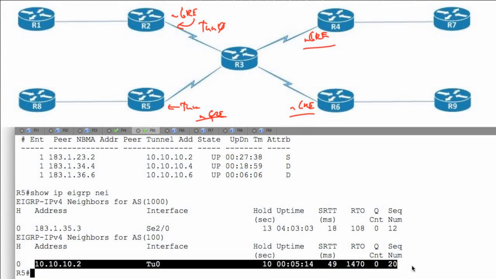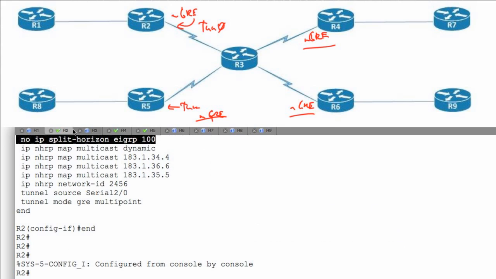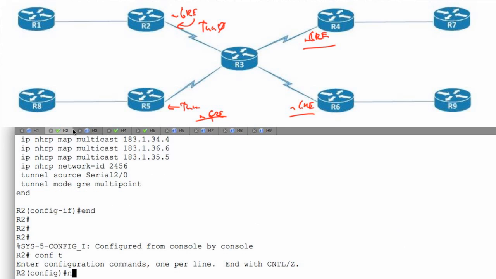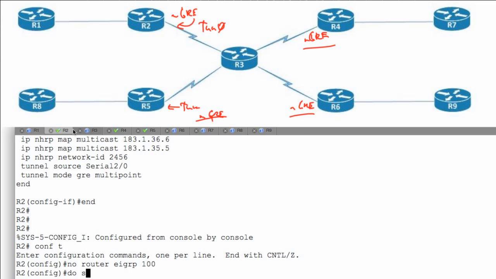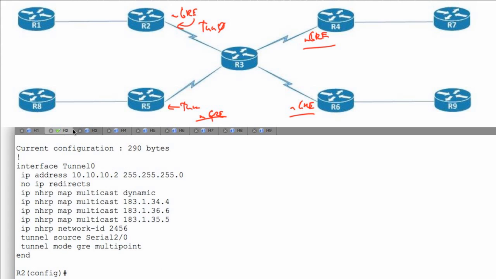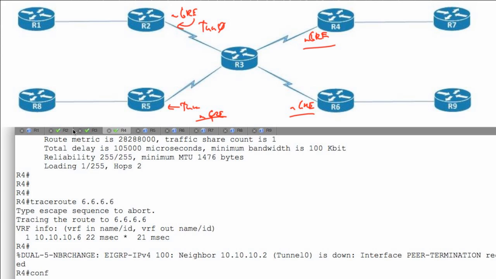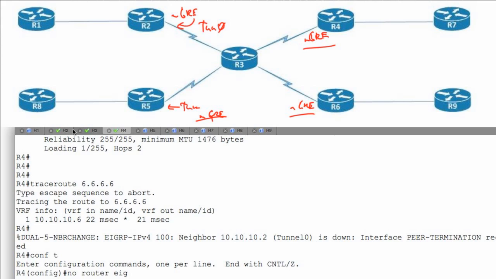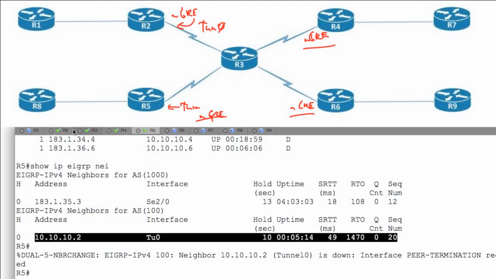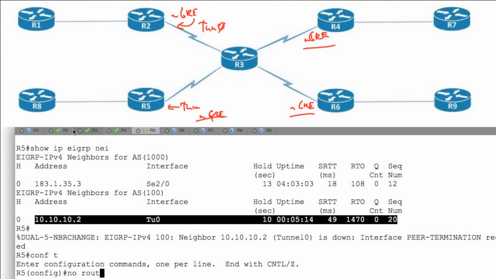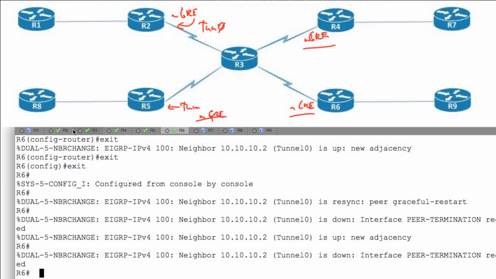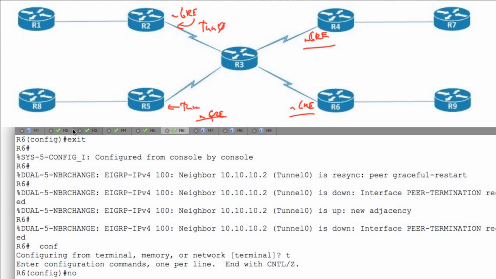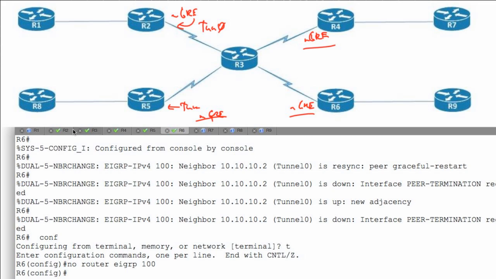So what I'll do is I'll do that real quick here. I'll just cut over to R2 and say config T, no router EIGRP 100. Do show run interface tunnel 0. I just want to make sure that we don't have any configs in here that are going to plague us. So config T, no router EIGRP 100. Config T, no router EIGRP 100. And lastly, on R6, no router EIGRP 100.